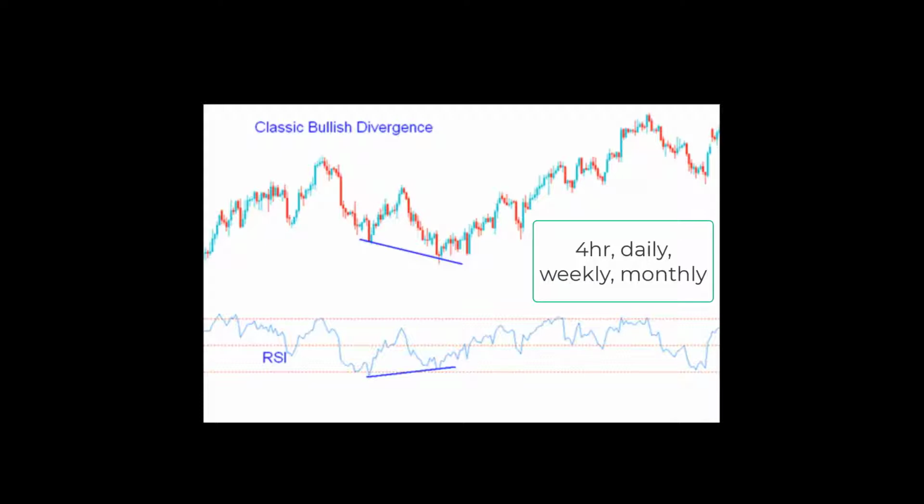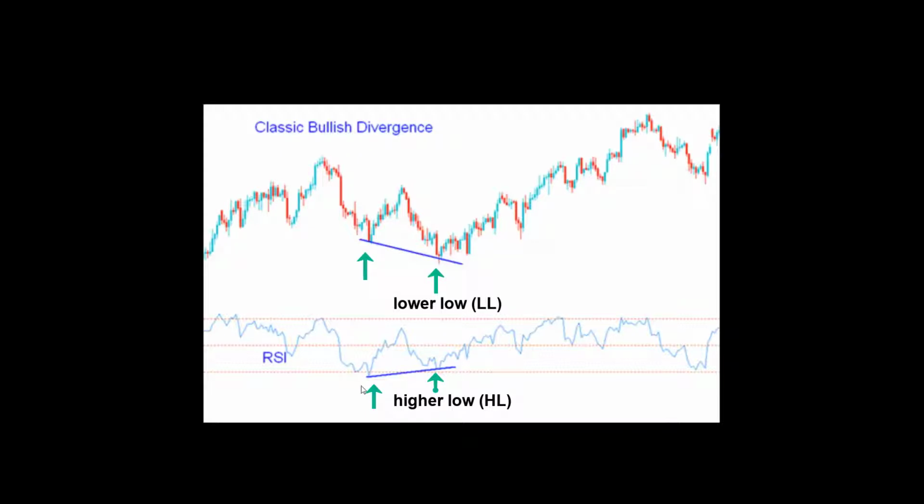In this example, we have price making new lows while RSI is sloping upwards and making higher lows. So this low on RSI compared to this low is a higher low, okay, and it's sloping upwards. This low compared to this low, it's a lower low. So price is going down and sloping down while RSI is sloping upwards.